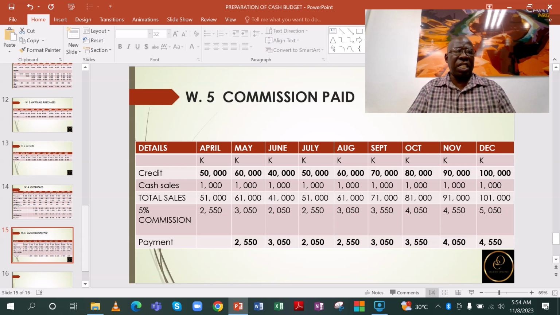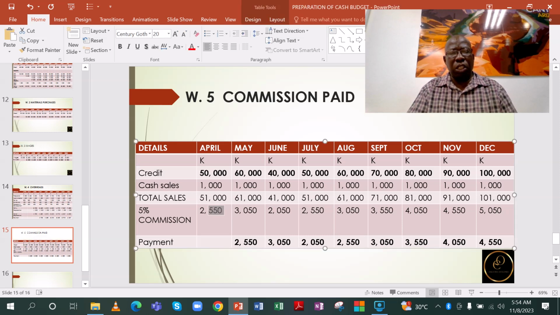But we are again advised that for the commissions, there's a lag of 1 month, meaning that the commission of April will be paid in May. So that's why you shift this one, you bring it under May. That's when the payment will be made. There's a lag of 1 month, it will be paid in the next month. Equally, this 2,050 will be paid in July. The commission of 2,550 in July will be paid in August. So that's how you generate this particular commission, showing when they were paid.